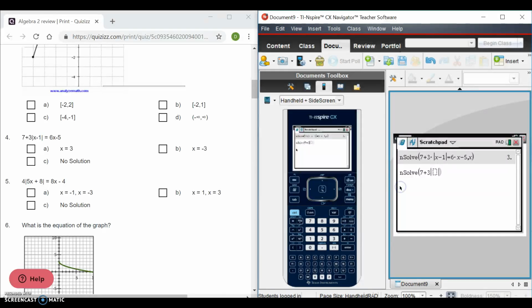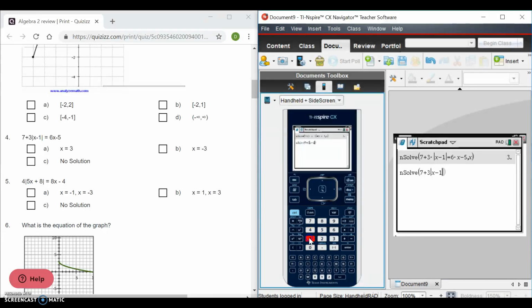So you have to click on this, and inside it says x minus 1, so I put x minus 1. Then I press the right arrow key to get out of it. Go to the equals key, 6x minus 5. Then you're not totally done. You have to tell the calculator what you're solving for. So you put comma x, and that tells your calculator that you're solving for the x value. Press enter on your calculator, and there you go. It says it's 3. So the answer is 3.